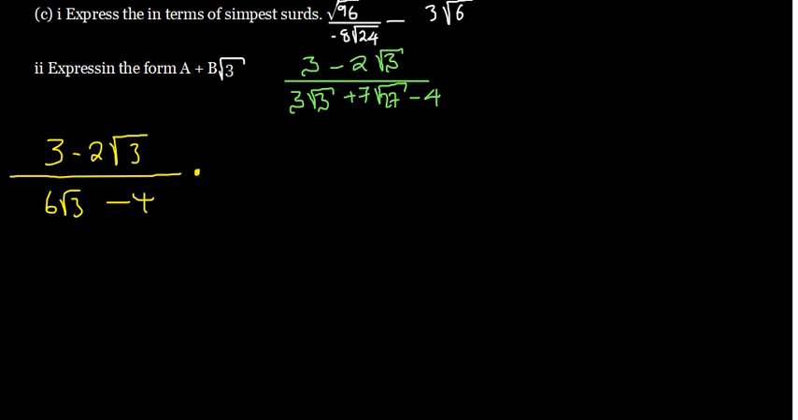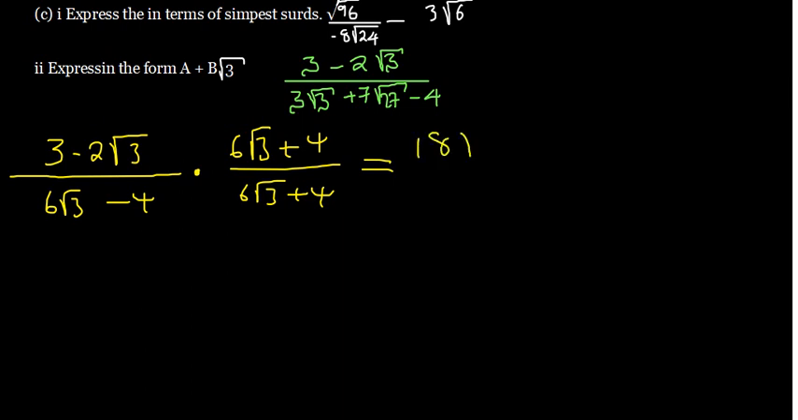So now we get to rationalize the denominator. Multiply on top by 6 root 3, we'll change the sign to a plus 4, and then divide by 6 root 3 plus 4. So let's multiply 6 times 3. That is going to give us 18 root 3. And then 3 times 4, that is going to be a 12. And then negative 2 root 3 times 6 root 3, that is going to be negative 12 and then a 3. And negative 2 root 3 times 4, that will be negative 8 root 3.